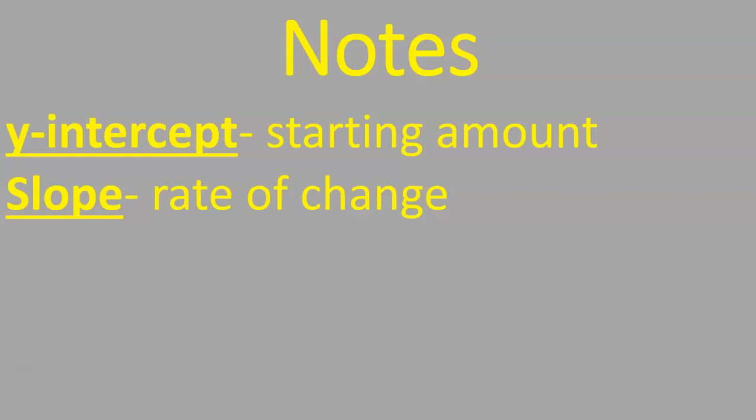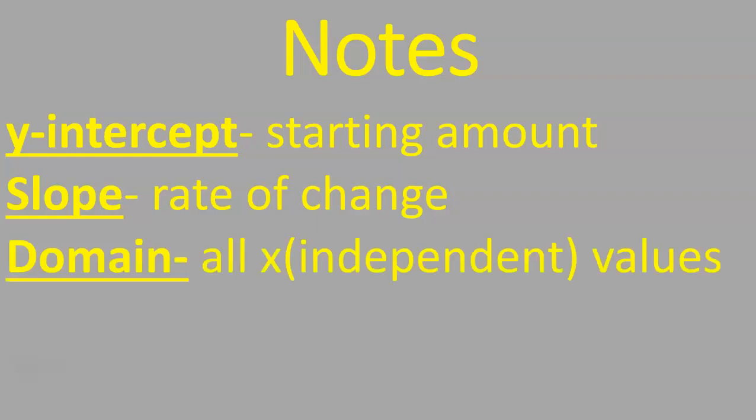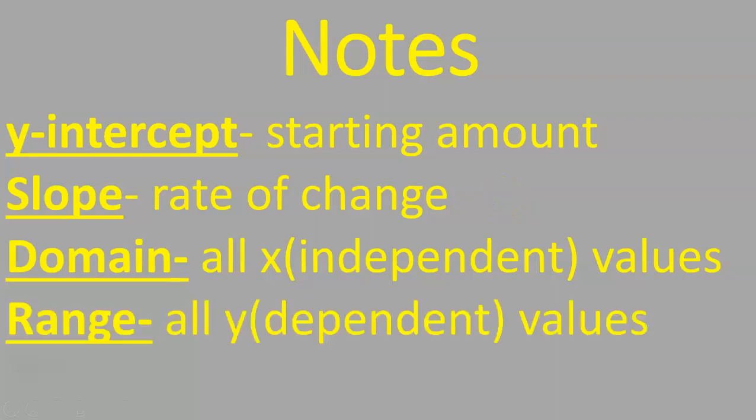Slope would be your rate of change. So how much is that starting something? How much does it change by per unit of time? Domain. Now we're going to talk about domain both graphically and in context. In context, it's the collection of all your x values or all your independent values. Explain more when we get to an example. And range, which you hear synonymous with domain, they can always come together. Again, we'll discuss graphically, but here it means all your y or dependent values.